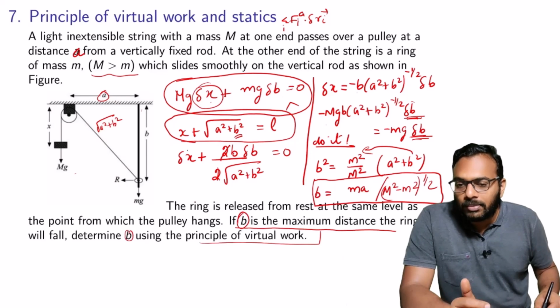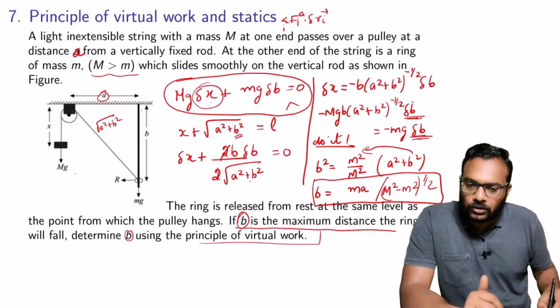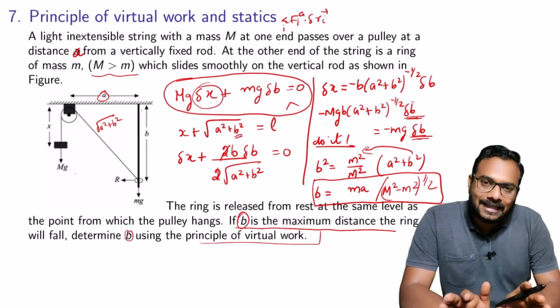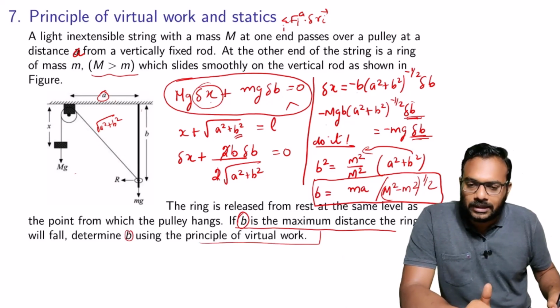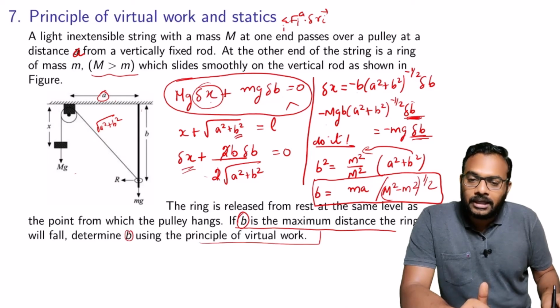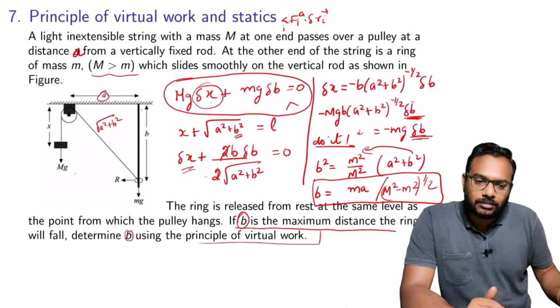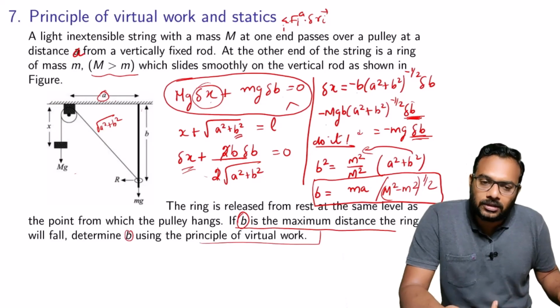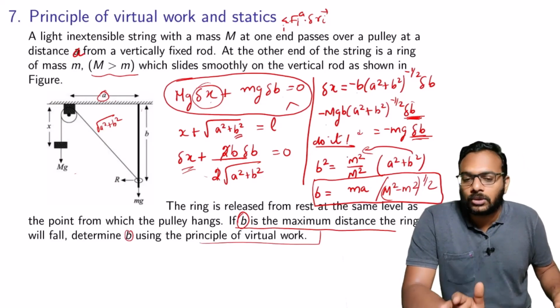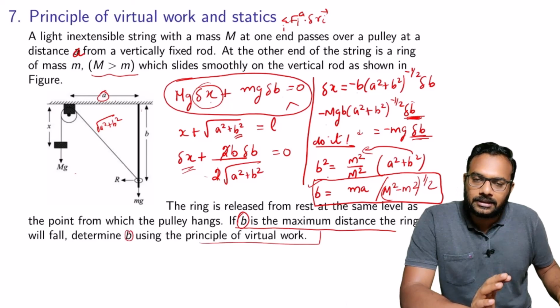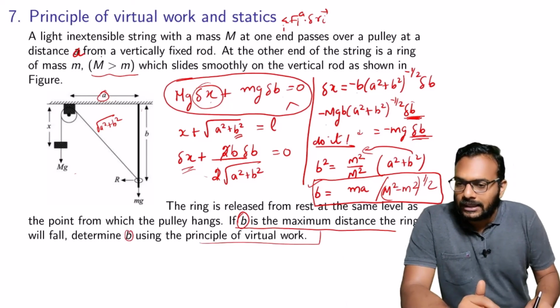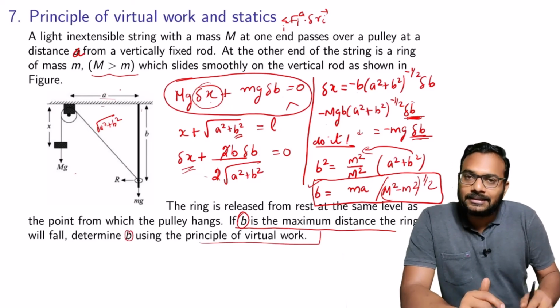You take the virtual displacement delta on both sides. You should remember that delta acts like a derivative, so you just do that and you can find delta x in terms of delta b. Now you substitute it back, and since delta b is arbitrary, this equation reduces to minus mgb (a square plus b square) whole raised to minus 1 by 2 is equal to minus mg. Now you just solve it for b and you get the final answer. Remember a is this length. It's not any acceleration, it's just this length.